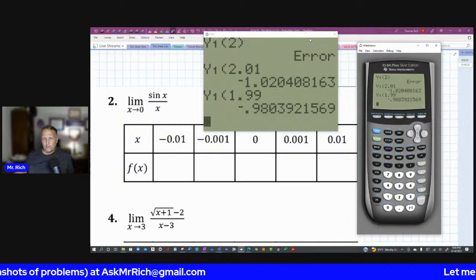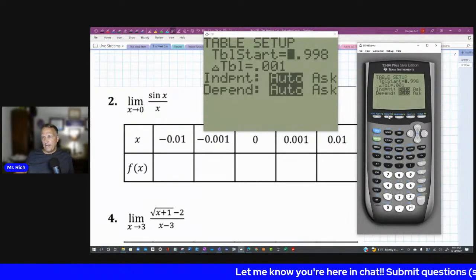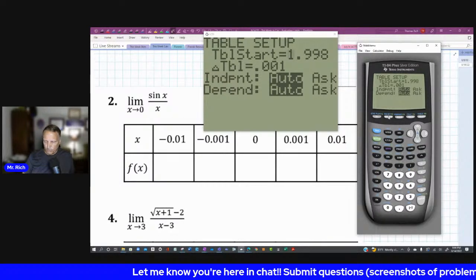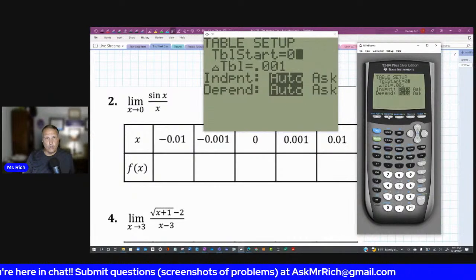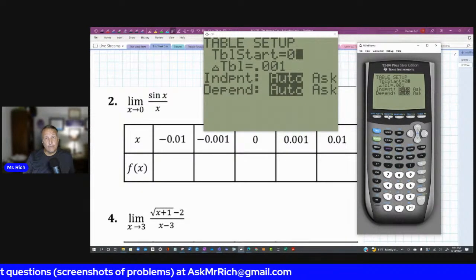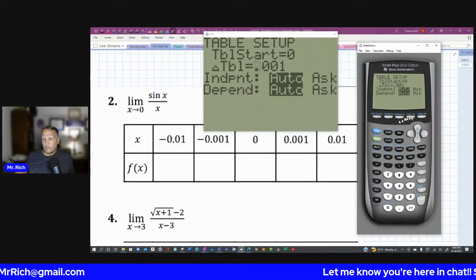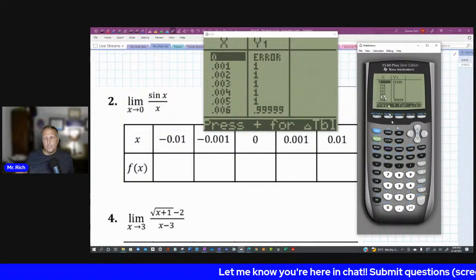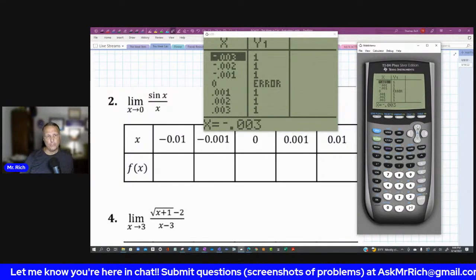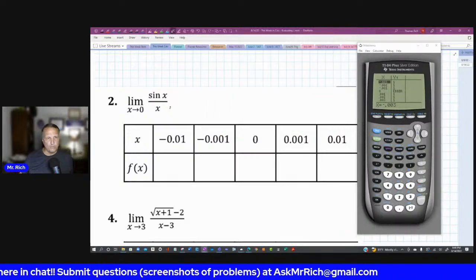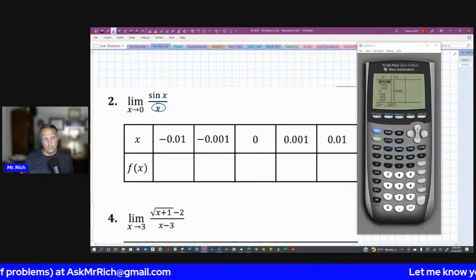Okay, so I got that fixed. Now, here's what I'm going to do. I'm going to go into my table set. I'm going to tell my TI-84 to make a table of values for this function y1, sine x over x, starting at 0 and going in increments of 0.001. And then I'm going to look at the table. So I do second function table. And you can see that the function does not exist at x equals 0. No surprise there, because when x is 0, I have a discontinuity.